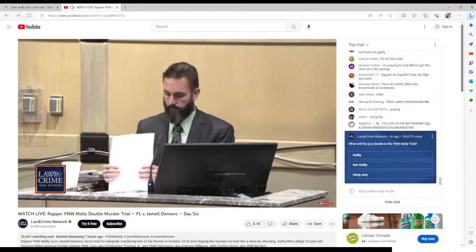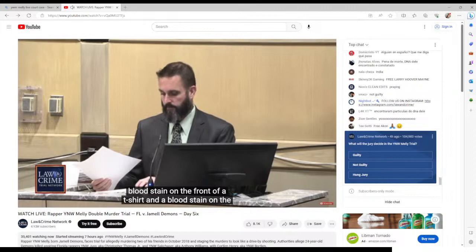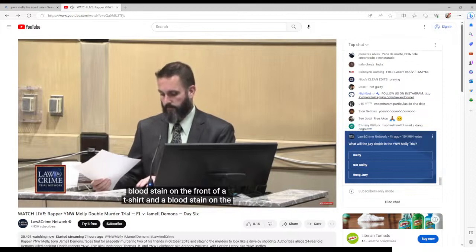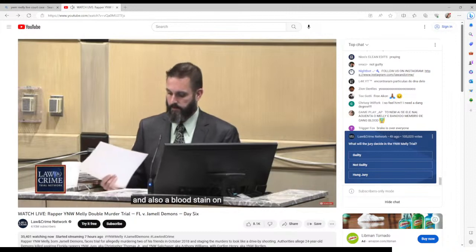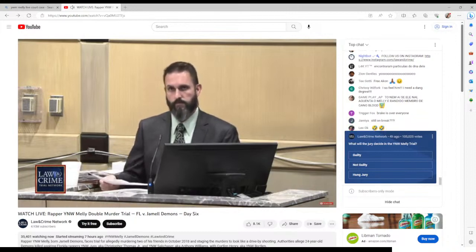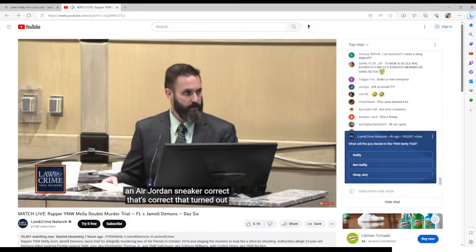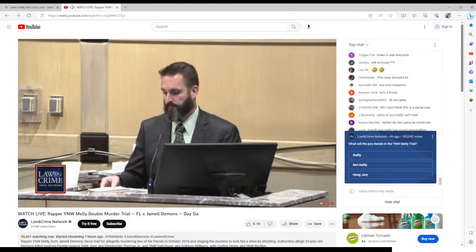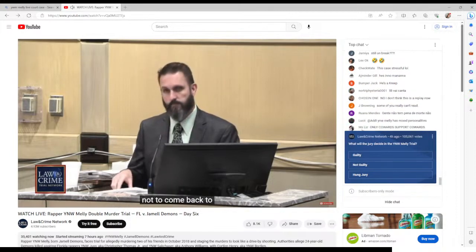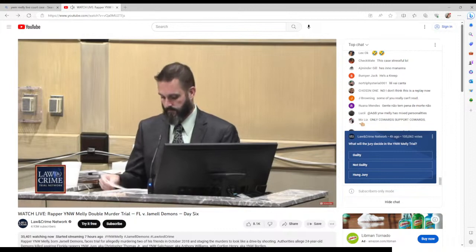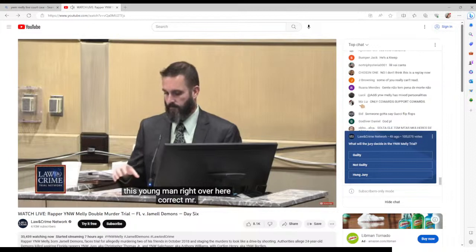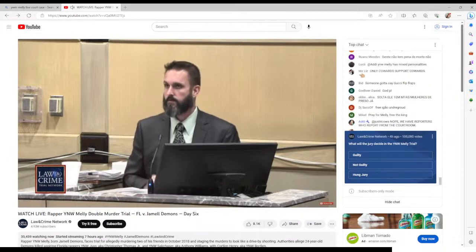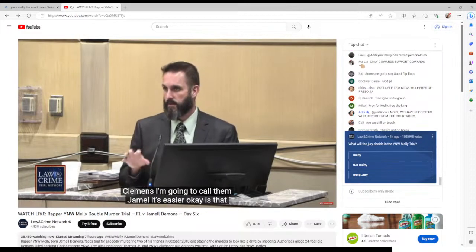a blood stain on the front of a t-shirt and a blood stain on the rear of the t-shirt. And also a blood stain on an Air Jordan sneaker, correct? That's correct. That turned out not to come back to this young man right over here, correct? Mr. Demons. I'm going to call him Jamel. It's easier. Okay. Isn't that correct?